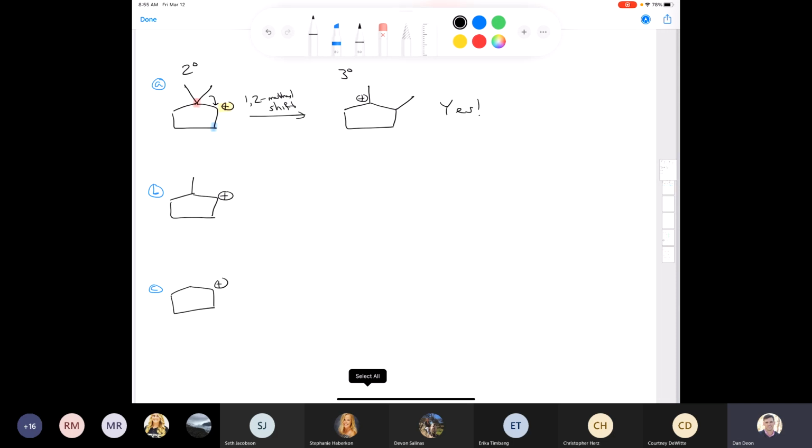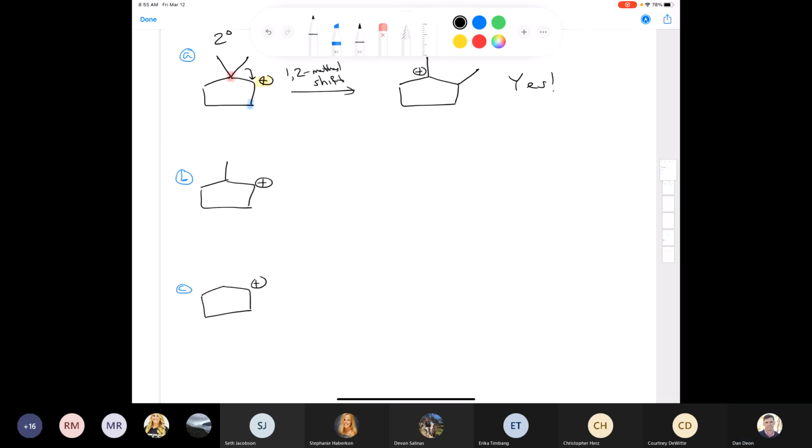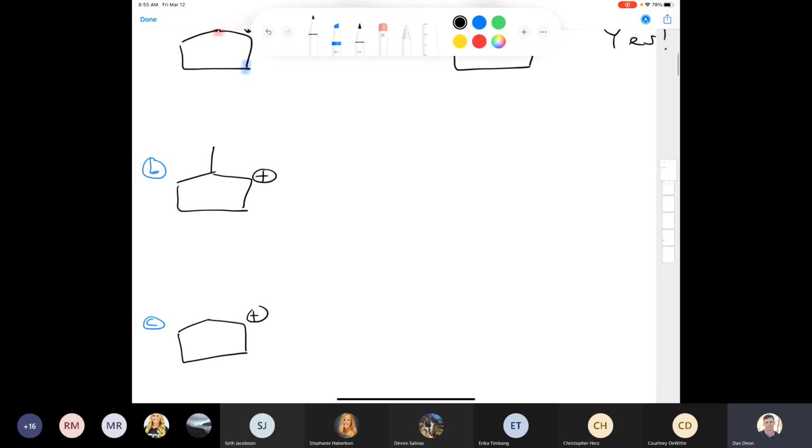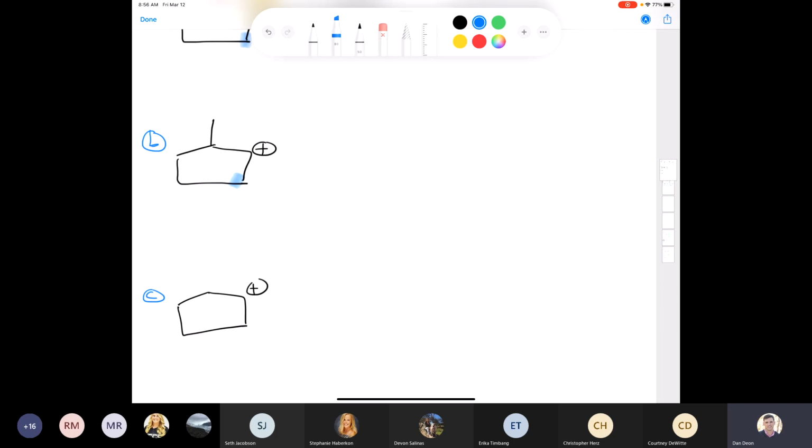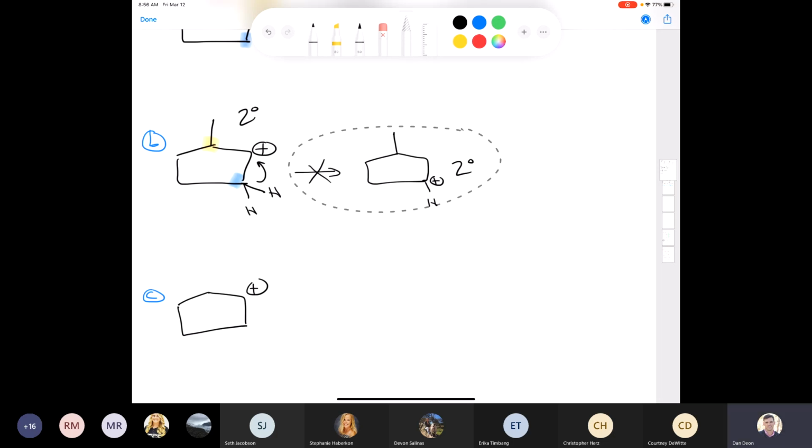What about in B? Would a carbocation rearrangement occur in B? Yay or nay? My students seem to be saying yes. I'm going to do the same exercise. If I highlight this carbon in blue and this carbon in yellow, and shift one of the hydrogens from the carbon in blue, let's draw both of them in. If you draw this hydride shift, you'd be left with one proton here and the positive charge. This is a secondary carbocation, and so is this, so this is not going to happen.